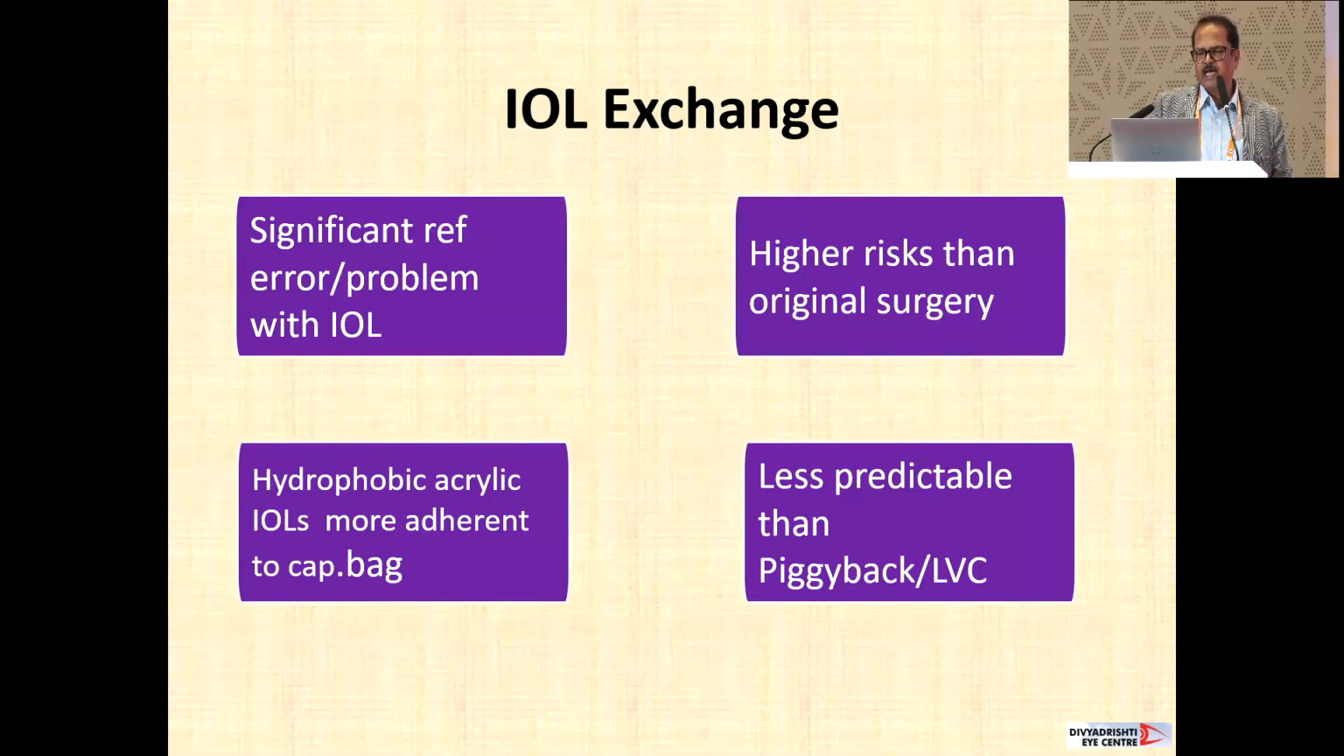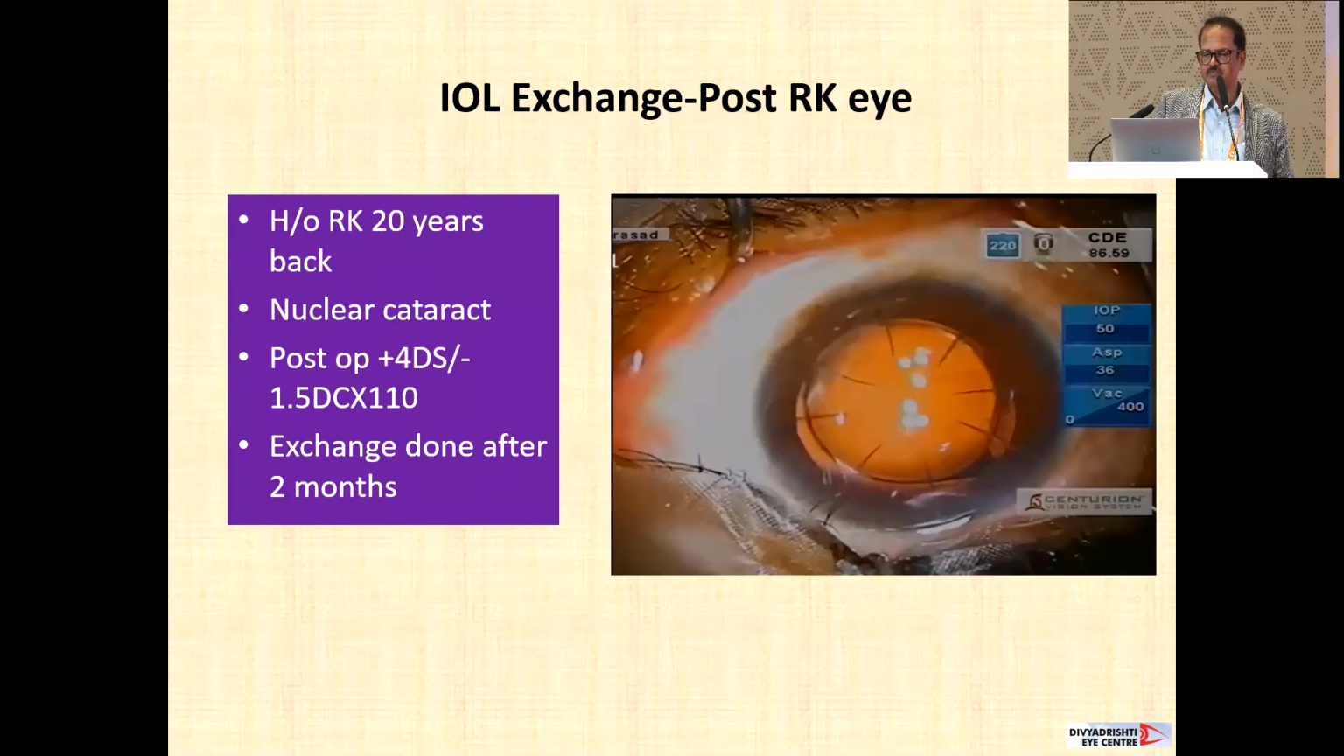So IOL exchange, if the problem is significant or there is a problem with the IOL, these patients can be subjected to IOL exchange, but again, it is less predictable than the piggyback and the laser vision corrections. And there are chances of adhesions, strong adhesions in patients who are coming late. So in those patients, you may not be able to explant the lens.